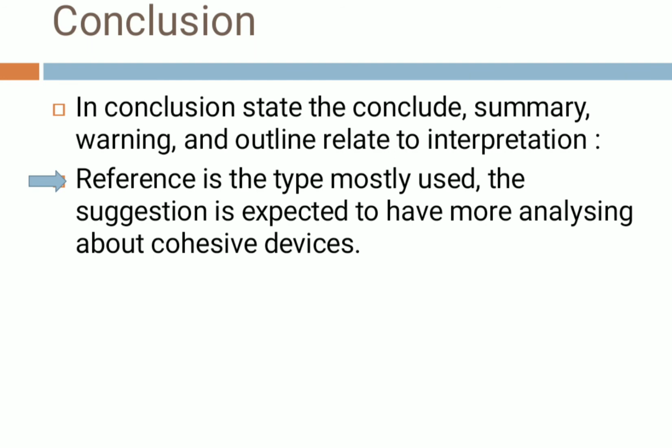The last element of the research article is the conclusion. The conclusion means the summary of the article, or it provides suggestions and warnings and outlines relating to interpretation. In the article, it can be concluded that reference is the type of cohesive device which is mostly used. It can be assumed that the students are more familiar with reference. The suggestion that I found in this article is to expect more analysis of cohesive devices.